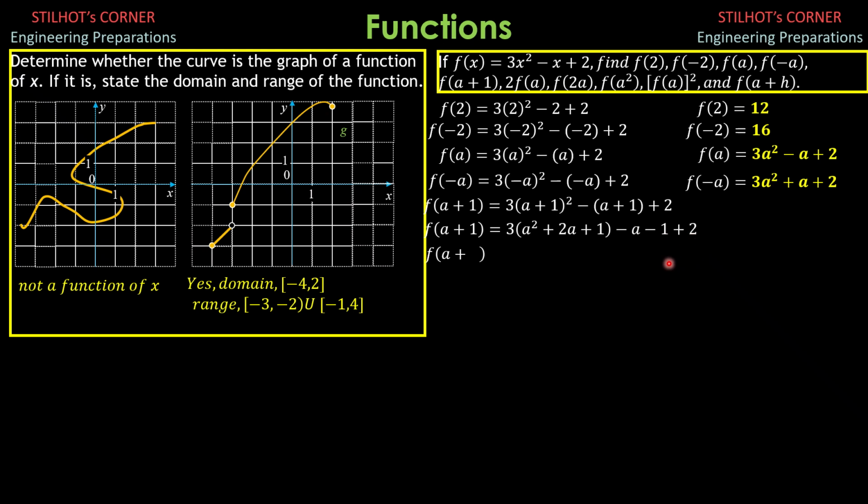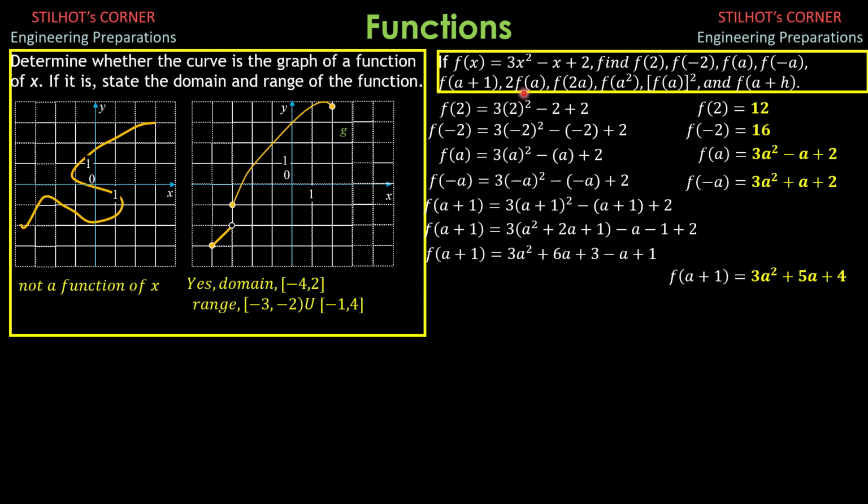Negative 1 plus 2 is plus 1. So 3a squared plus 6a plus 3 minus a plus 1. Combining like terms, this is 3a squared plus 5a plus 4. So 3a squared plus 5a plus 4. That's f of a plus 1.